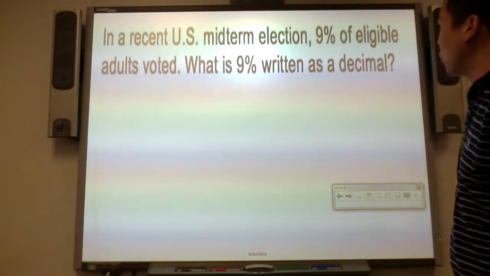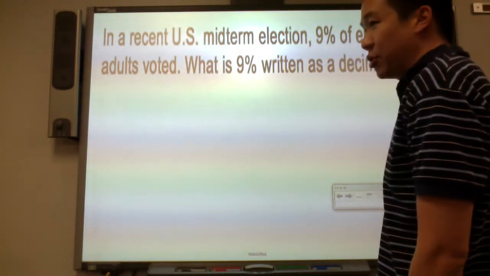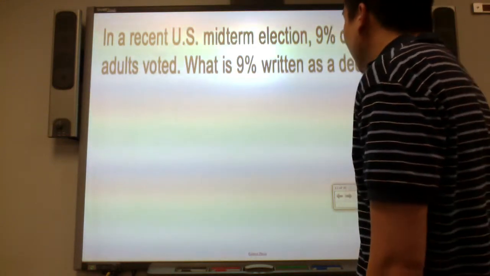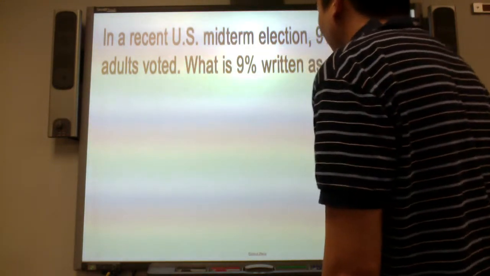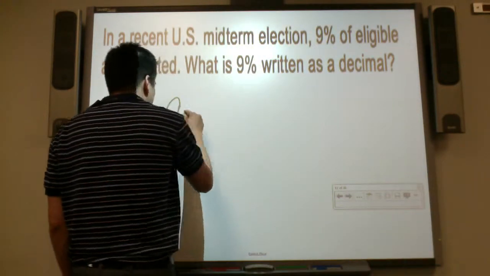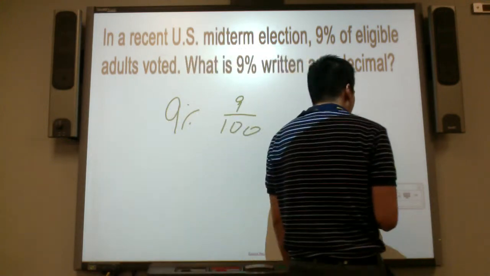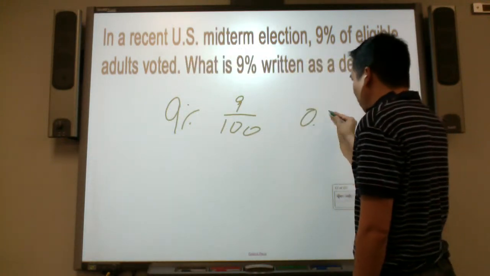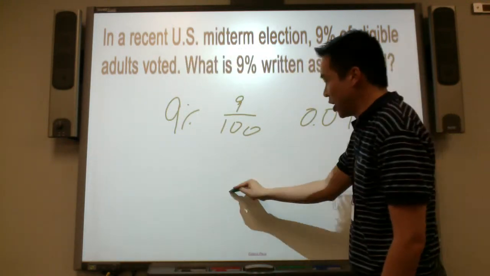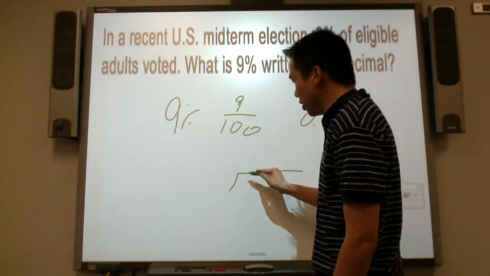In a U.S. midterm election, 9% of eligible adults voted. Oh, God, don't tell me this is going to be happening today, November 4th. What is 9% written as a decimal? So 9% is 9 per 100. How do you write 9 hundredths as a decimal? 0.09. If you do not believe that is the decimal equivalent, you could divide this out.